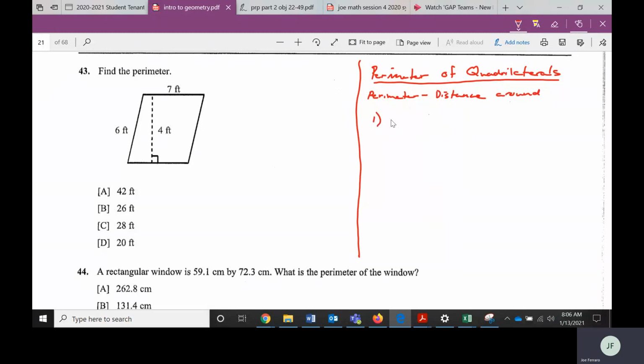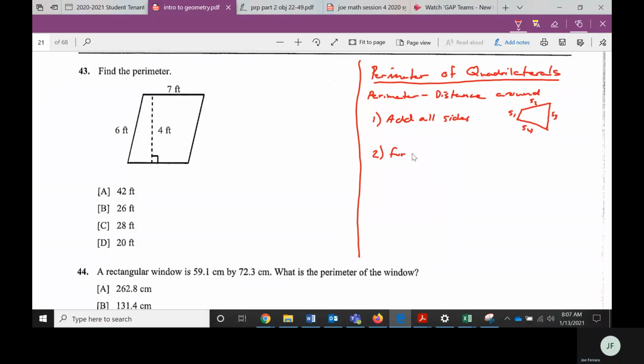If you just have any old random quadrilateral, one way you can think of it, and this works for all of them, is you just add all the sides, all four sides. So if you have a quadrilateral, let's say it's not a square, it's not a rectangle, it's just oddly shaped, you have side 1, side 2, side 3, side 4, and you just add them together.